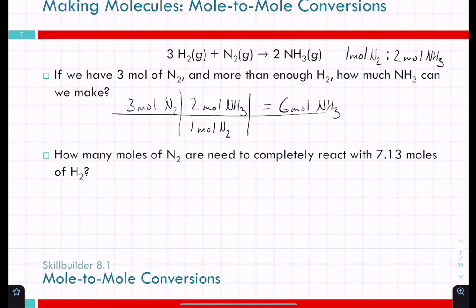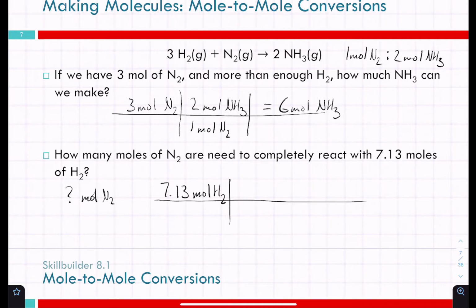So we can also ask this question a different way, kind of in reverse, not quite. How many moles of N2 are needed to completely react with 7.13 moles of H2, hydrogen? We can set up another conversion factor. What's the ratio between hydrogen and nitrogen?